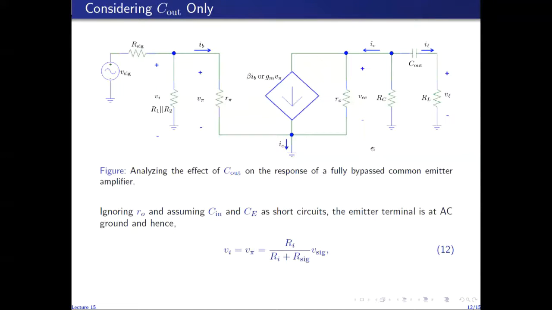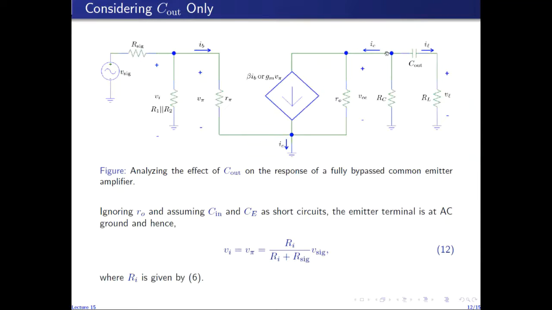Now, considering the effect of C out on the overall response of the common emitter amplifier, we assume that C in and CE are short-circuited, which gives us the input voltage again equal to V pi, and V pi is given in terms of V sig through this voltage division rule, where Ri is the input resistance of the amplifier, which is given by the parallel combination of this resistance and R pi.